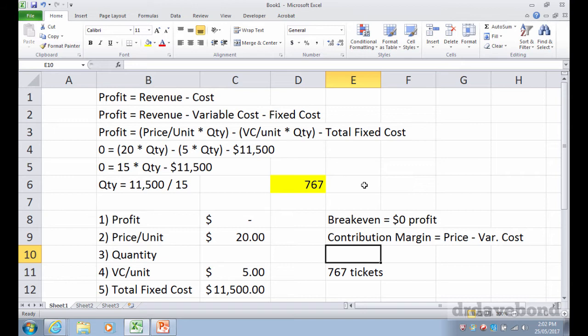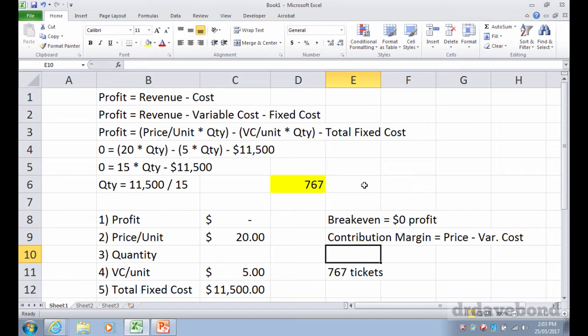So it's really important that you split out your variable and your fixed costs, because your price per unit has to be greater than your variable cost per unit. If it's not, it's actually better if you never sold a ticket, because you're losing more money each ticket you sell. So your price per unit has to be greater, and that's knowing your cost structure, knowing what varies with what. Really important.